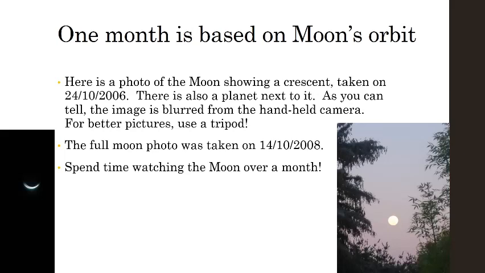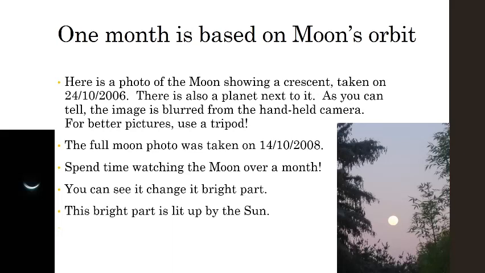In fact, the word month comes from the word moon. And you can see it change its bright part. The bright part is lit up by the sun. The moon itself does not glow. It simply reflects the sun's light. And the different shapes are called phases.